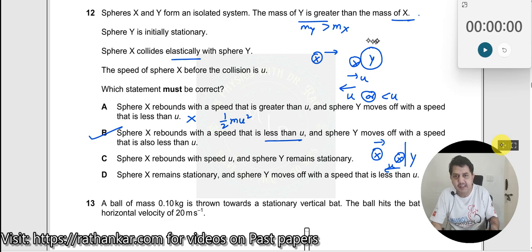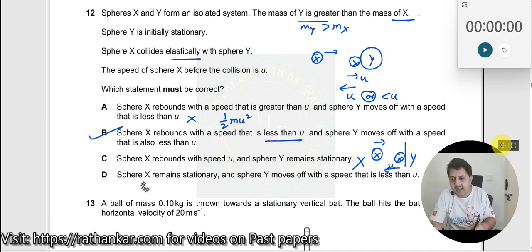But here you see, sphere Y is not like that. It's not a wall, it's also a sphere. Though the mass of it is higher, it still has the capability to move forward. So therefore, this is also incorrect. This is applicable only when the sphere is stationary and immovable. It's something like you have a big mountain and a small tennis ball. It goes and hits it. Then definitely the ball may rebound with the same speed.